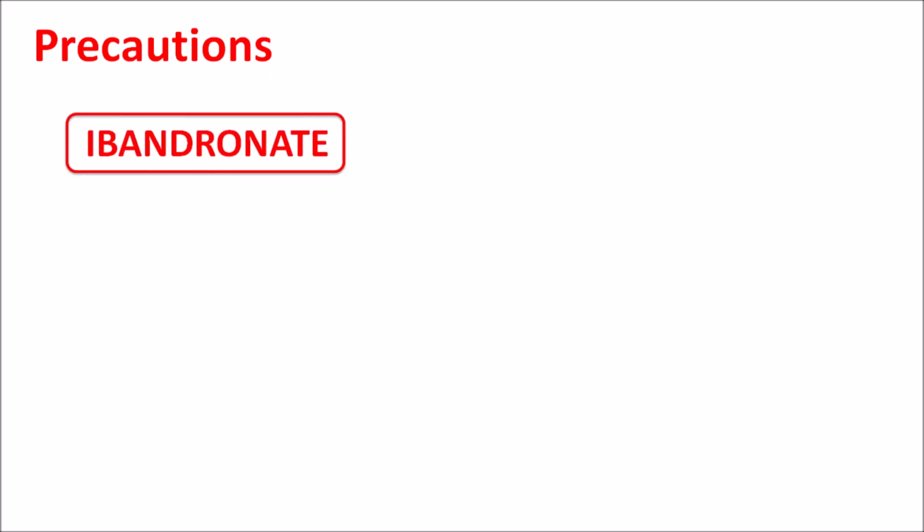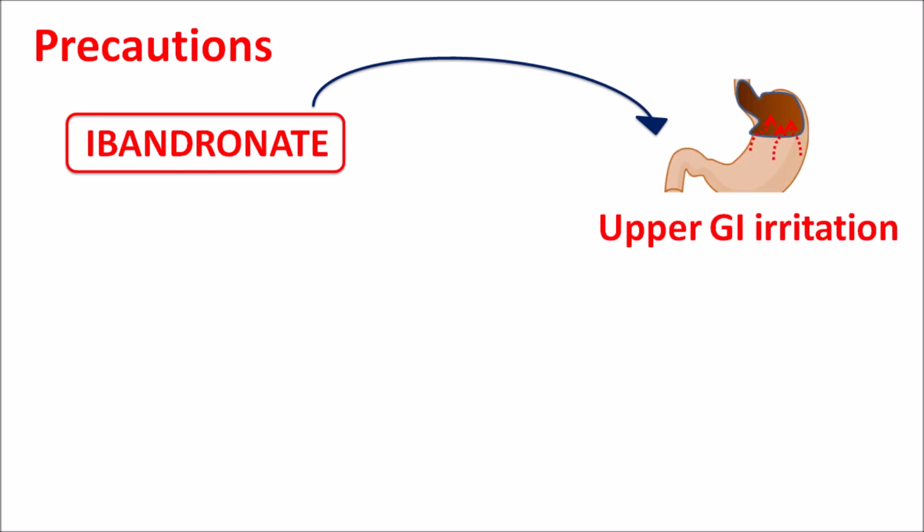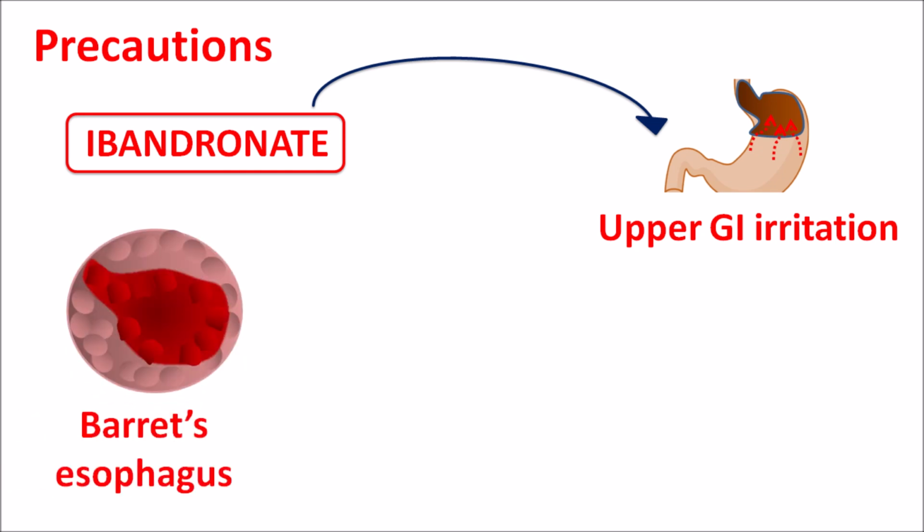What are the precautions of Ibandronate? Just like other bisphosphonates, Ibandronate can produce upper GI tract side effects. It can produce upper GI mucosal irritation, leading to one of the conditions, Barrett's esophagus. This results in the narrowing of esophagus along with some perforation and bleeding, and it can also produce esophageal ulcers.